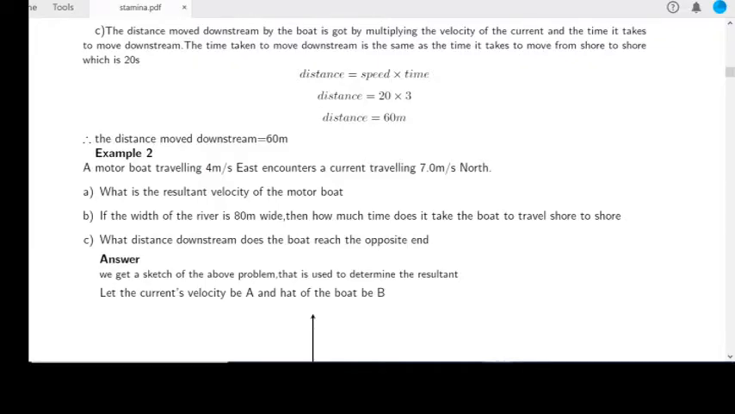The next question is telling us that a motorboat traveling at 4 meters per second east encounters a current traveling 7 meters per second north. What is the resultant velocity of the motorboat? And that is the first part. The second part, if the width of the river is 80 meters wide, then how much time does it take the boat to travel shore to shore? And part C, what distance downstream does the boat reach the opposite end?